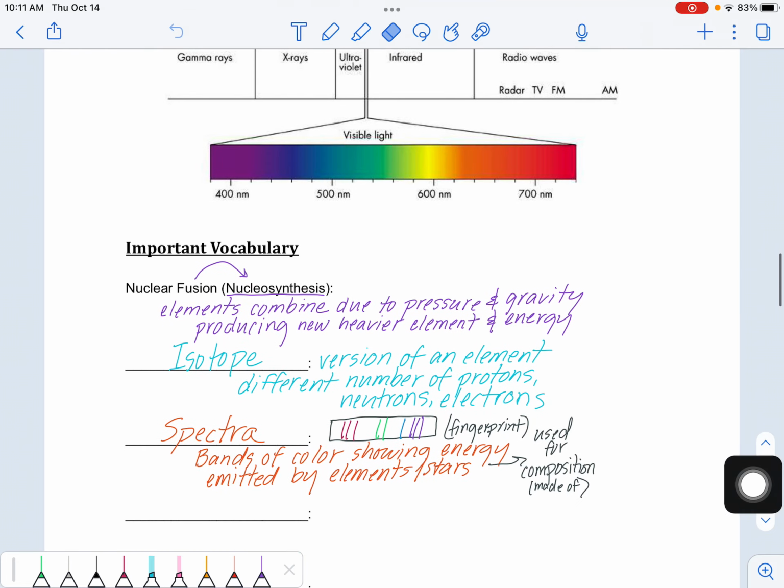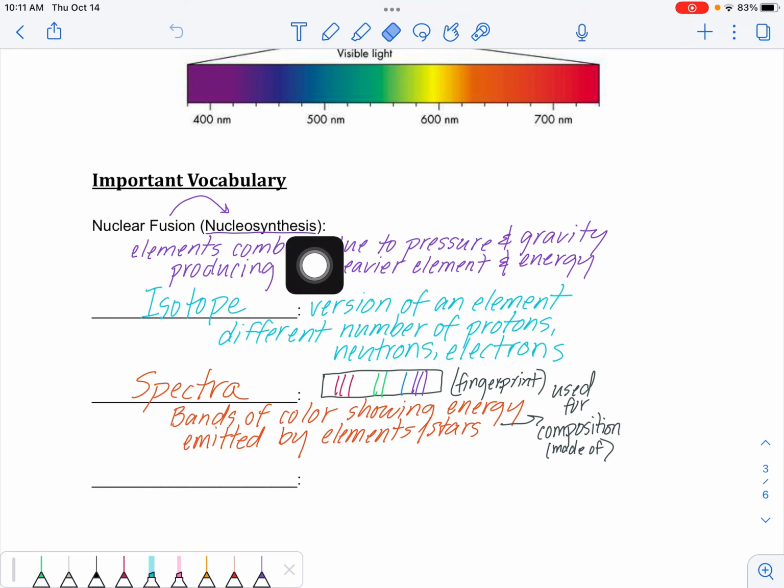So in your reading, you heard a lot about this nucleosynthesis. This is just a fancy word for fusion. So we put in our definition of fusion here. You can go ahead and pause and write it in. But it's this process of elements combining with the pressure and the gravity around them and then making these new, heavier elements and also releasing energy out. So again, pause, make sure you get that definition in.